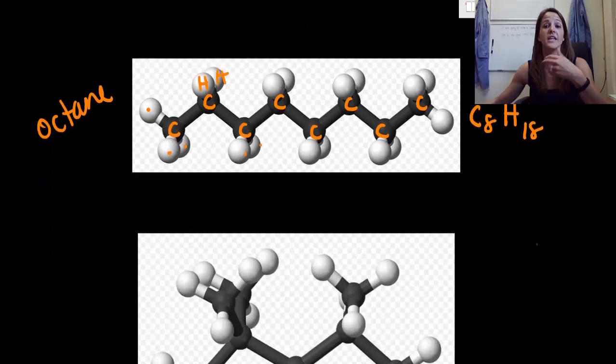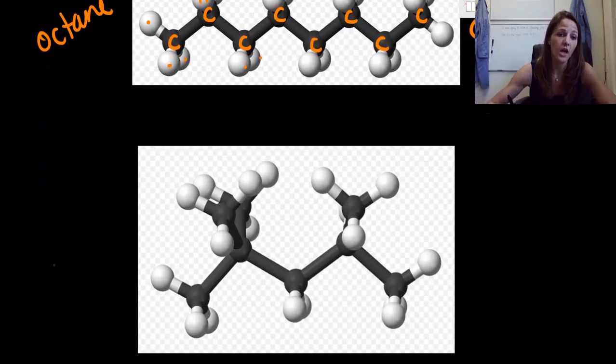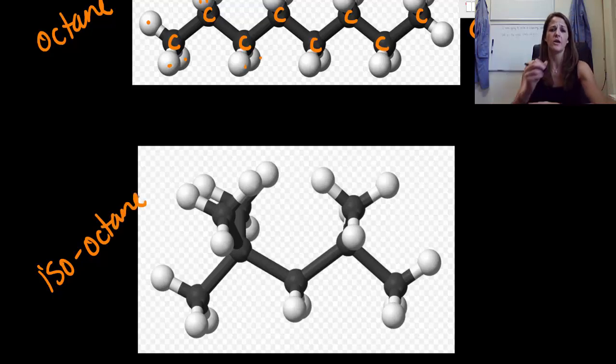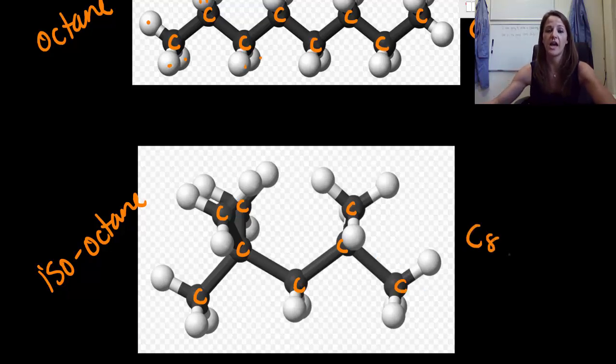Now let's look at its isomer. This is called iso-octane. Again, we can count up the carbon atoms: 1, 2, 3, 4, 5, 6, 7, it's kind of underneath that white one, and then 8. So again, we have 8 carbon atoms, and if we count up all the white ones, we have 18 hydrogen atoms.